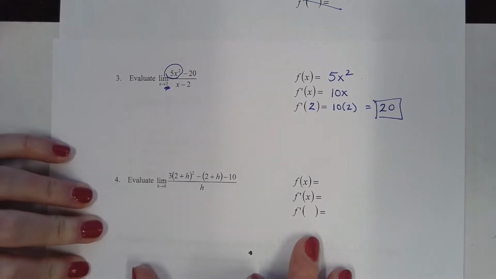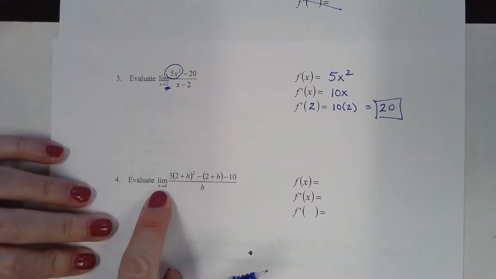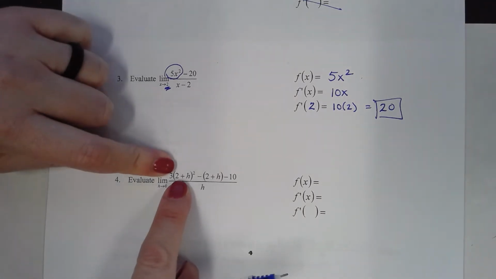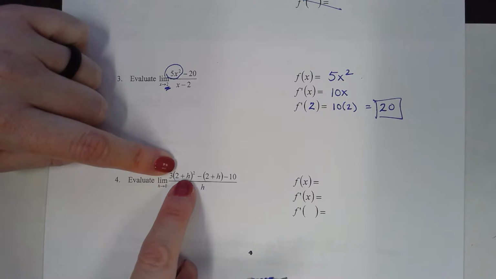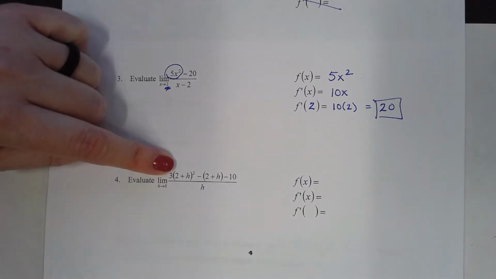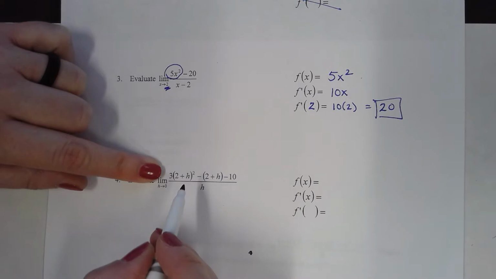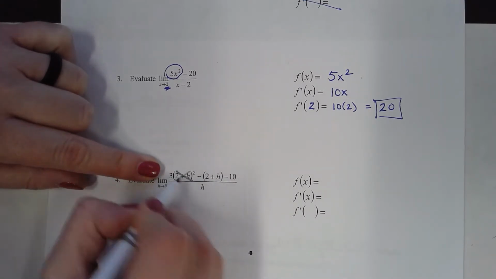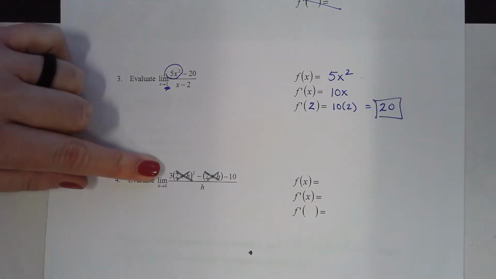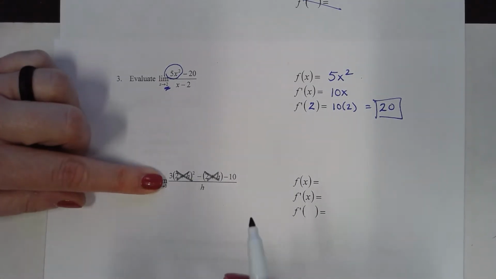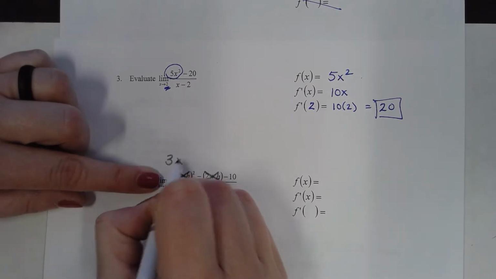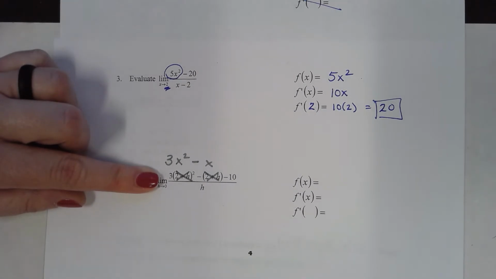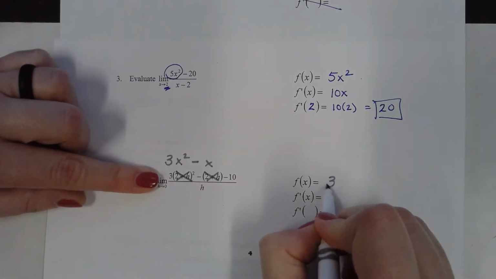Example 4. H approaches 0. So that means option 2 or 3. And then I look in my parentheses. Since I have a number plus h, it's going to be option 2, the blue limit. So every place I see a parentheses, wherever I see the 2 plus h, I picture that as my x, and that tells me exactly what my function is. 3x squared minus x. So that's my function over here.